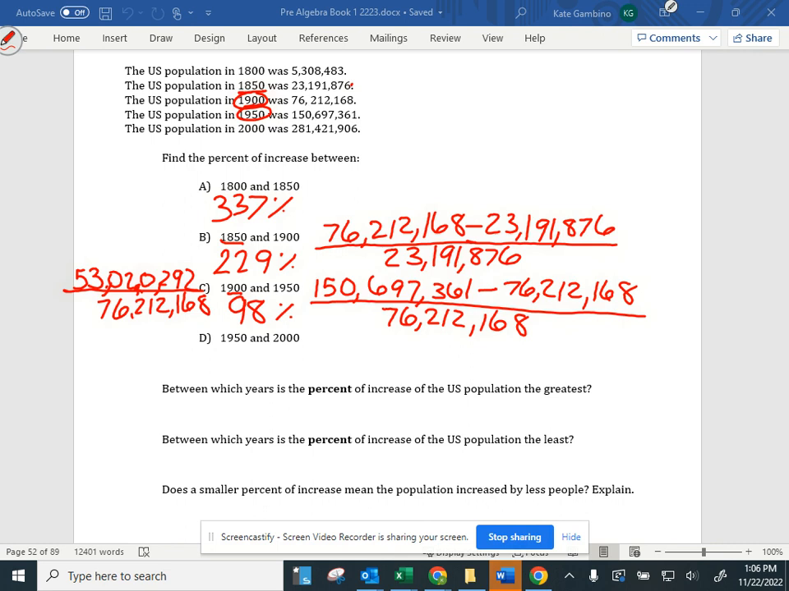Sometimes it could be easy to just put in a number incorrectly. I don't know how I got the answer I got. Maybe I wrote this down wrong. Is it 53,020,292? Using these numbers? Yeah. That's what I got.